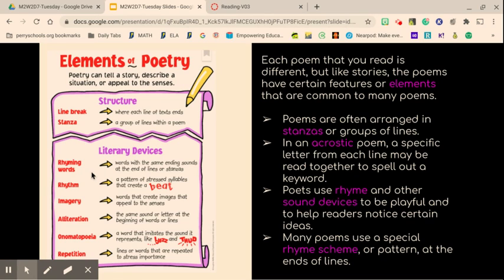Alliteration is where they use the same sound or letter at the beginning of words or lines. One of my favorites is onomatopoeia, and it is a word that imitates the sound it represents, so like buzz and thud. And then sometimes in poetry, you will see repetition where lines or words are repeated to stress the importance.